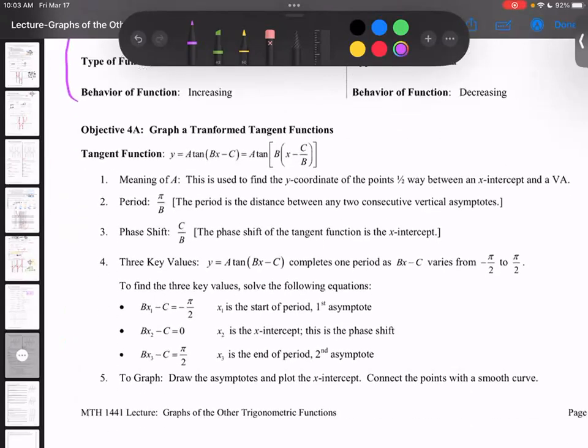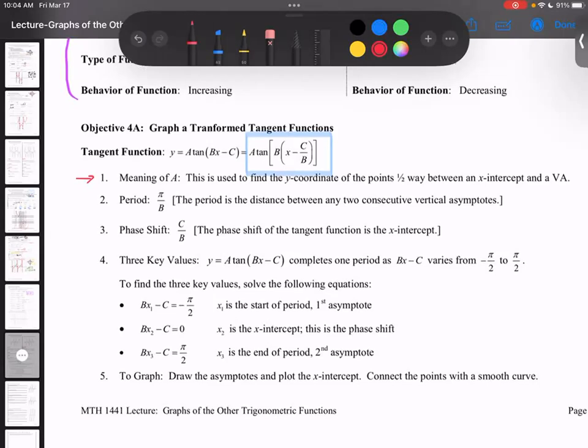Let's graph a tangent function. First, like I said, I know I say this already, I'm going to keep saying it: you need to convert whatever the function is into this form, meaning factor out b. I will briefly go through these steps, but I'm going to come back to it. A, which is your amplitude for the tangent, is used to find the y-coordinate of the point halfway between the x-intercept and the vertical asymptote. We'll talk about that later. We'll come back to that piece.